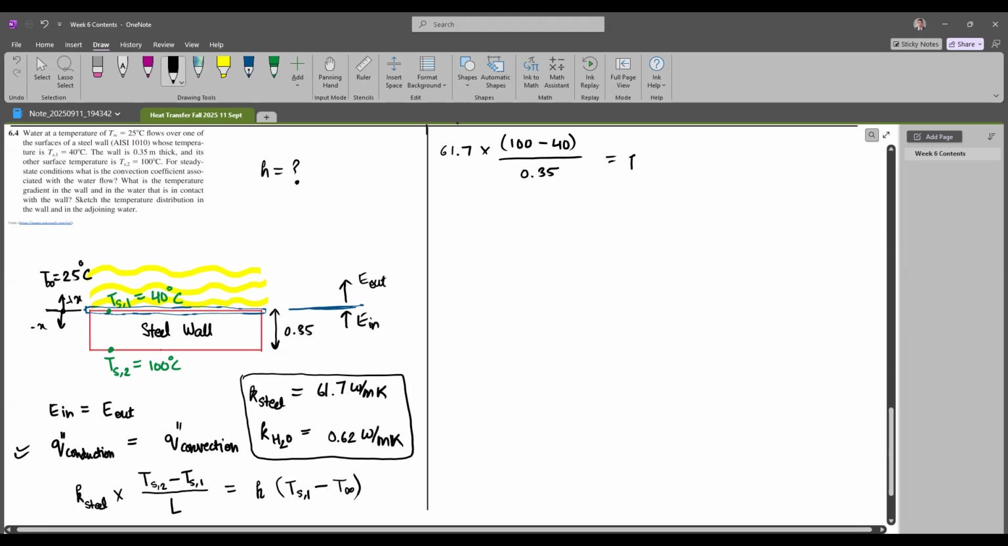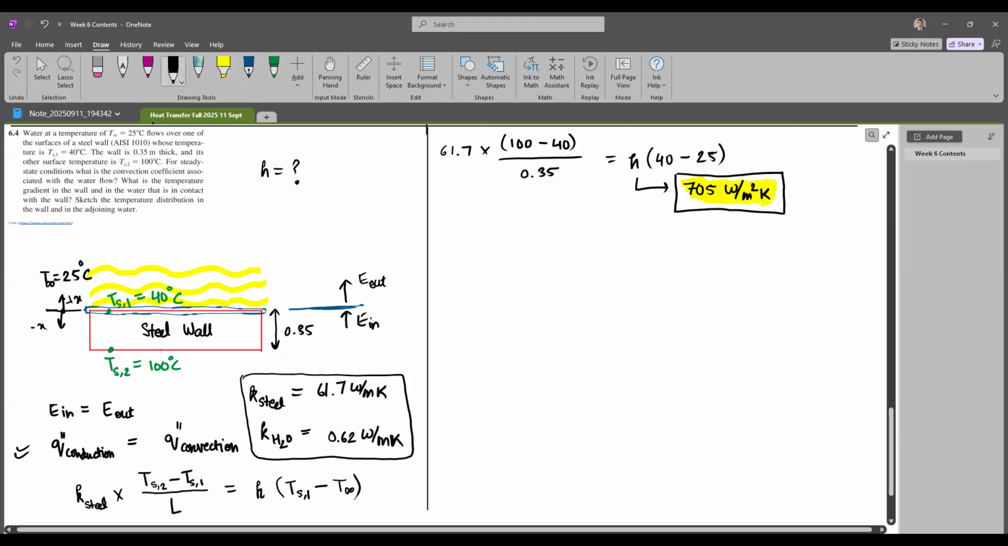is equal to H. We don't know H yet. H is what we have to calculate, times Ts1 minus T infinity. Ts1 is 40 degrees, T infinity is 25. From this, it's pretty simple to calculate H. And the value which I have got is 705 watt per meter square Kelvin. You guys can calculate yourself and then please double check. If you don't get this value, you can ping me in the Teams group, but probably it's correct. Hopefully it's correct.